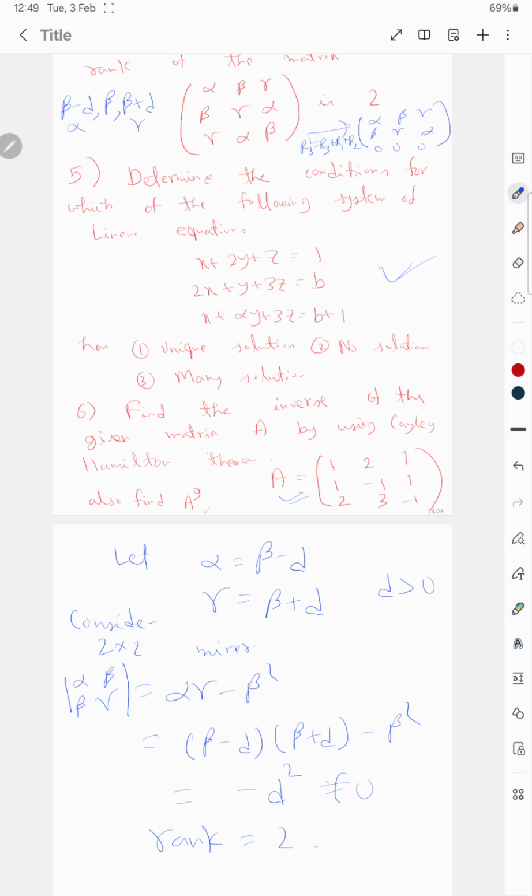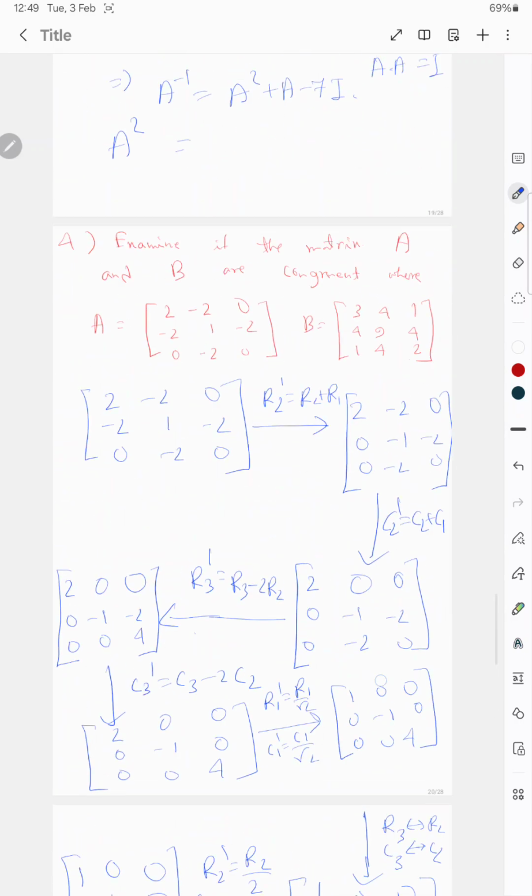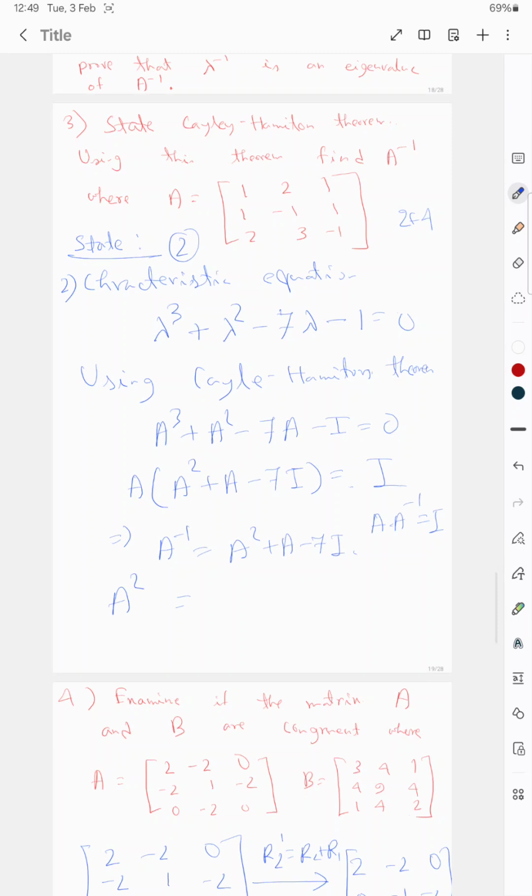Now there is one more type of problem, A to the power 9. So how will you apply it? I think we have completed this type of problem. Yeah, so you see you have A cubed equal to this type of expression, right?